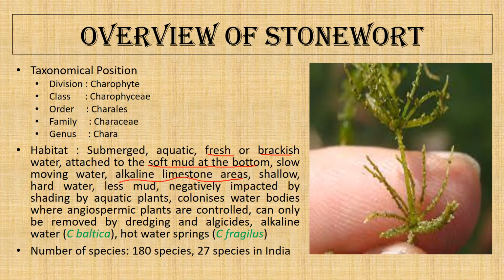One of the alkaline species is Chara baltica, and it can also grow in hot water, but not all species, only Chara fragilis can survive in hot water. Otherwise, most of the Chara species are cold preferring algae.